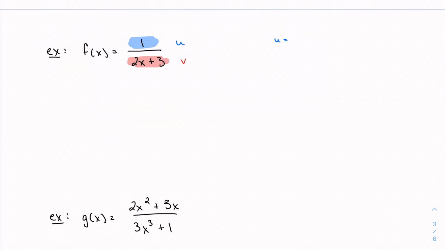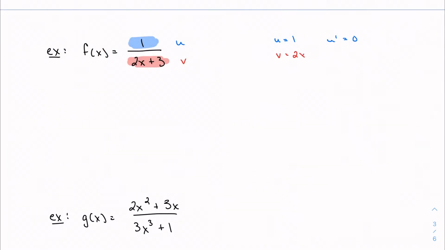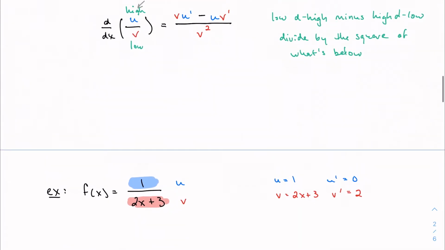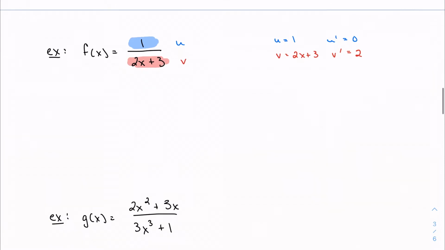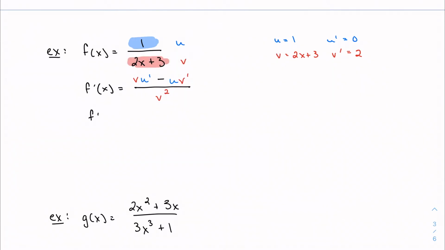So let's find: u is 1, so the derivative is 0, which is a constant. And then v is 2x plus 3, and the derivative of that is just 2. Derivative of a constant is 0, and all of that. I'm going to copy and paste this again just so I can save myself some time here. And we can take the derivative using our quotient rule. So let's do that.